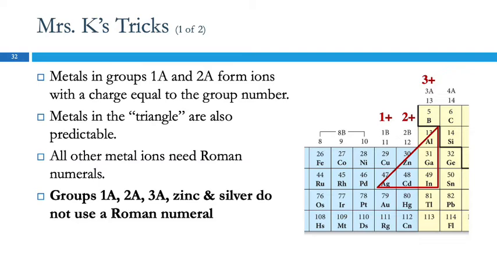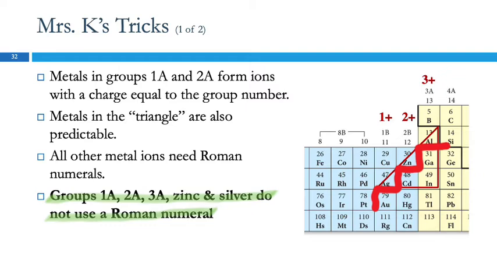So what we can do here is remember that groups 1A, 2A, 3A, zinc and silver, no Roman numeral, because they form only one kind of ion. Group 1A is +1, group 2A is +2, group 3A is +3. What about the zinc and silver business? Well, aluminum is +3, as are gallium and indium, but those don't show up very much. Zinc and silver also only form a single ion. And so if we think of this as going down the stairs, aluminum is on the 3rd step, zinc is on the 2nd step, silver is on the 1st step. It just goes down 3, 2, 1.